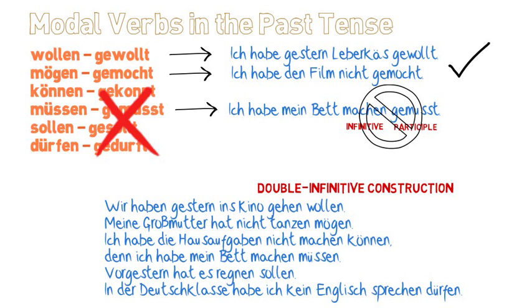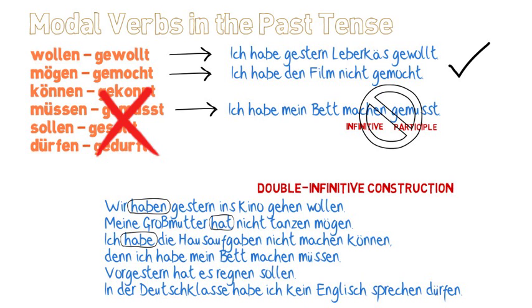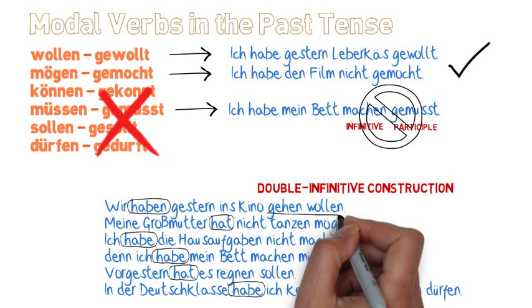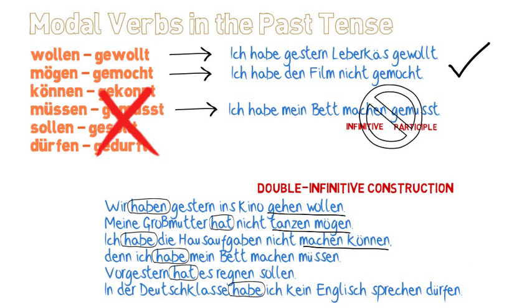It was supposed to rain the day before yesterday. And in der Deutschklasse habe ich kein Englisch sprechen dürfen. In German class, I was not allowed to speak English. Notice in these examples that the helping verb haben exists in each of them, and then there are two straight infinitive verbs at the end, with the modal verb being the second of the two verbs in every single case.